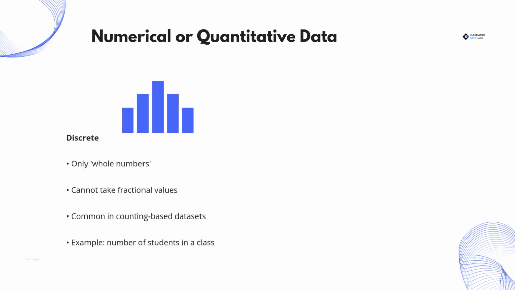Discrete data deals with whole numbers, things you can count. Think of the number of customers in a store or the number of books on a shelf. You can't have 3.5 books or 2.8 people. This makes discrete data ideal for scenarios where fractions don't make sense.